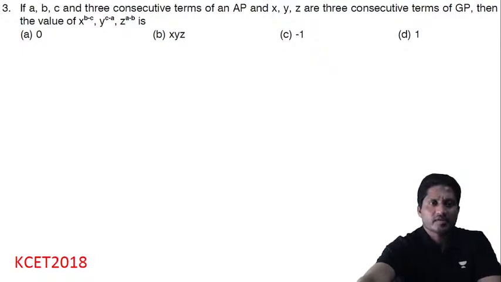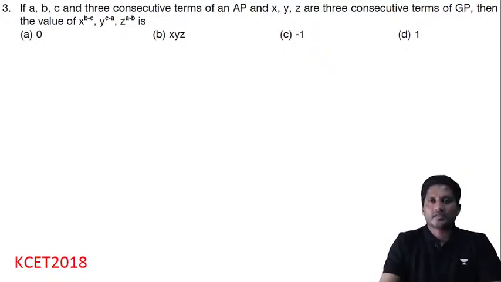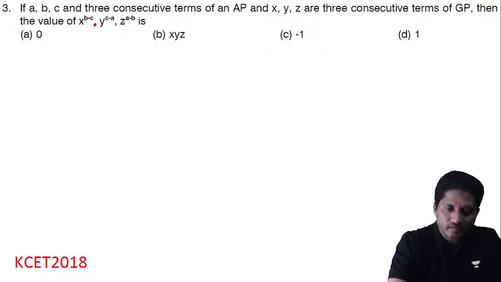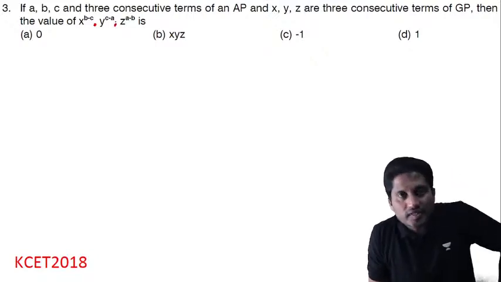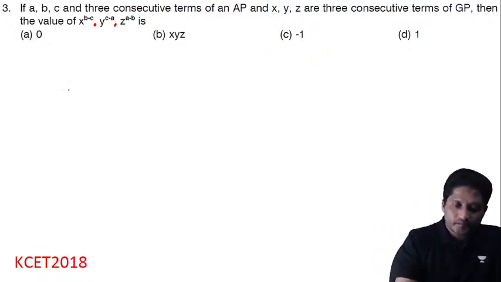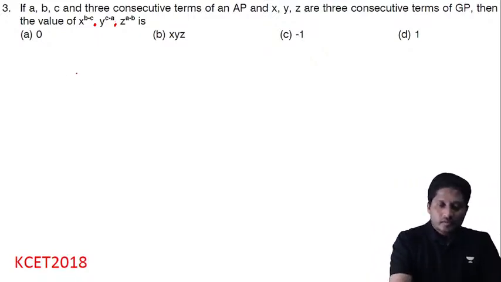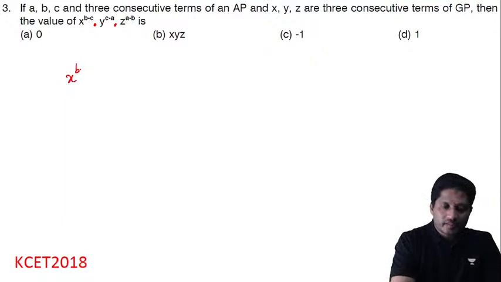A, B, C are 3 consecutive terms of an AP. X, Y, Z are 3 consecutive terms of a GP. Then x to the power of b minus c, into y to the power of c minus a, into z to the power of a minus b is equal to what?